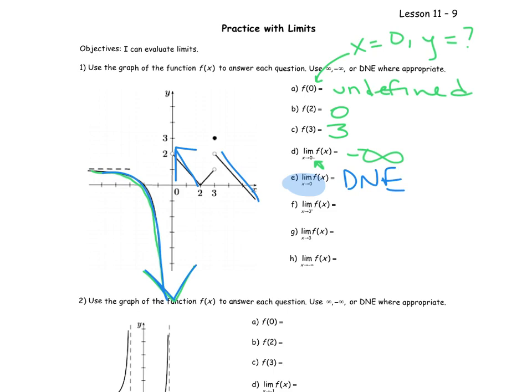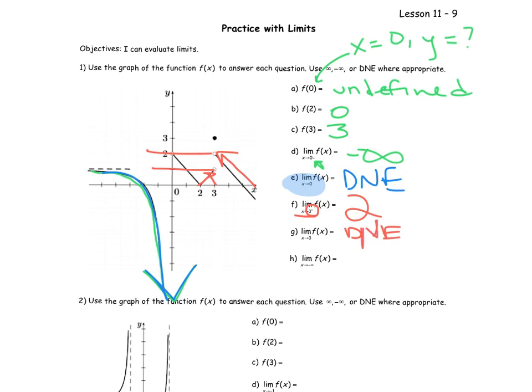The limit as x approaches 3 from the right, notice that superscript of the plus. So we're going to approach 3 from the right, and we're approaching this y value of 2. The limit as x approaches 3. So as we approach 3 from the left and the right, we're approaching two different y values. That's a jump discontinuity, so we say the limit does not exist.